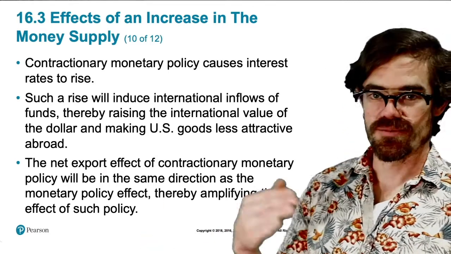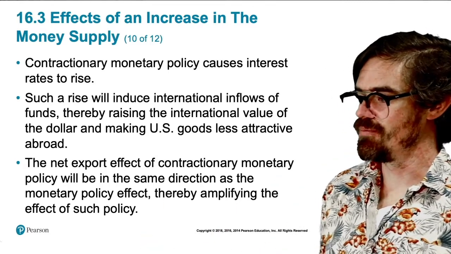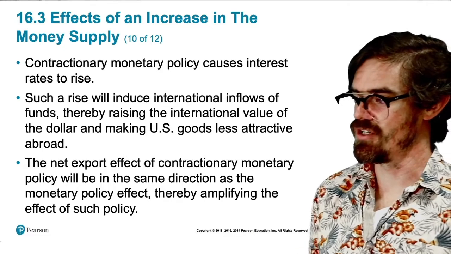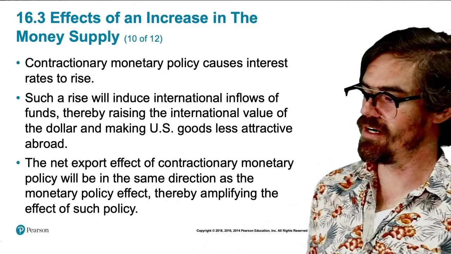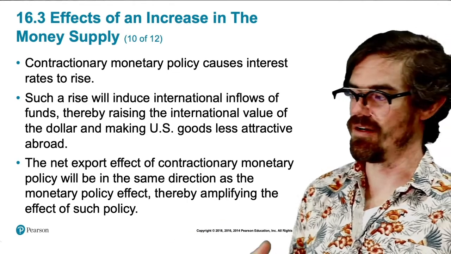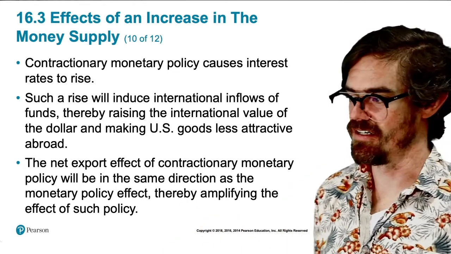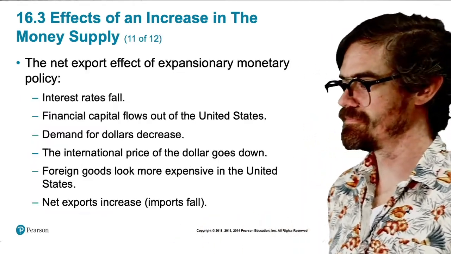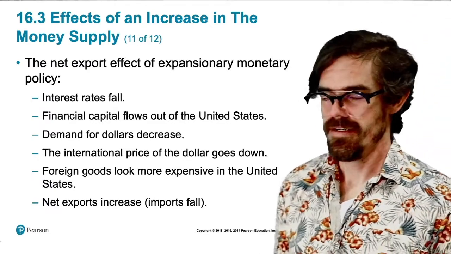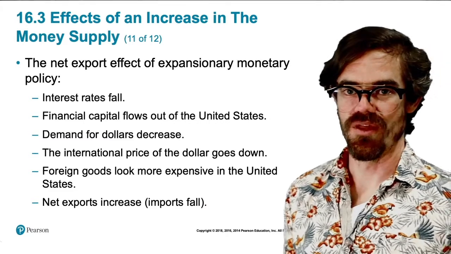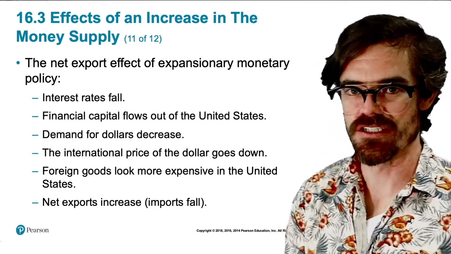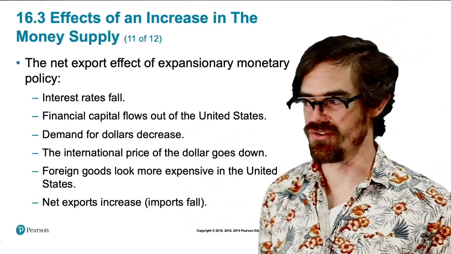And so the net export effect of contractionary monetary policy will be in the same direction as the general monetary policy effect that we've seen already. And therefore, it basically amplifies the effect of such a policy. The opposite is true of expansionary policy, right? When the Fed increases the money supply, dropping interest rates.